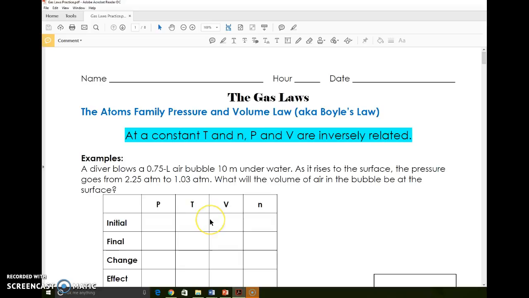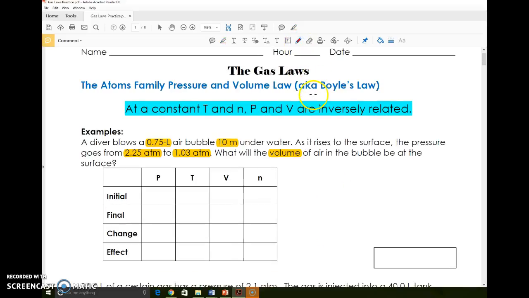Now let's apply this law to solving gas law problems. In example number 1, a diver blows a 0.75 liter air bubble 10 meters underwater. As it rises to the surface, the pressure goes from 2.25 atm to 1.03 atm. What will the volume of air in the bubble be at the surface? Let's complete our ice table with this new information.